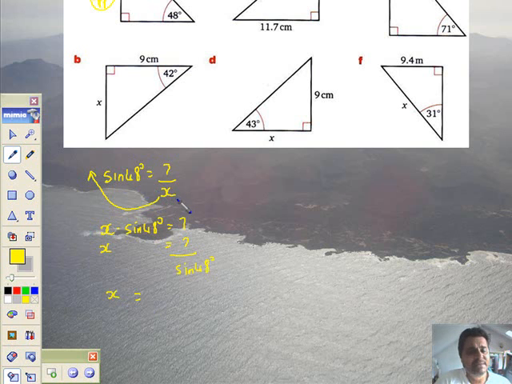Take the x up and the sine 48 down. But listen, for the first one or two, I'm not going to do that. Take the x over to the other side and multiply. But you can't multiply x with sine 48 because you don't know what x is. But we don't want to know what sine 48 is now. Just take it next door and divide.